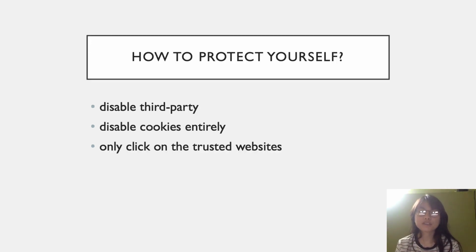You can protect yourself by disabling third-party cookies in browsers like Safari, Firefox, or Chrome, so you only get cookies directly from the sites that you're visiting. Another way to protect yourself is to disable cookies entirely. And the third one is to be careful what you click on. Only click on trusted websites that do not spy on you.